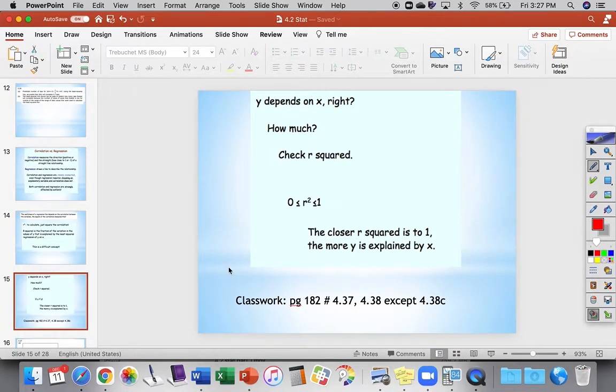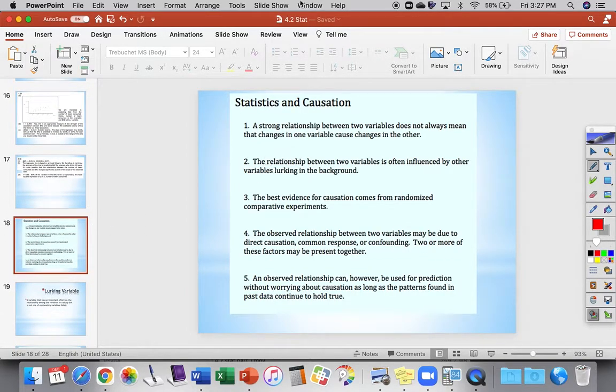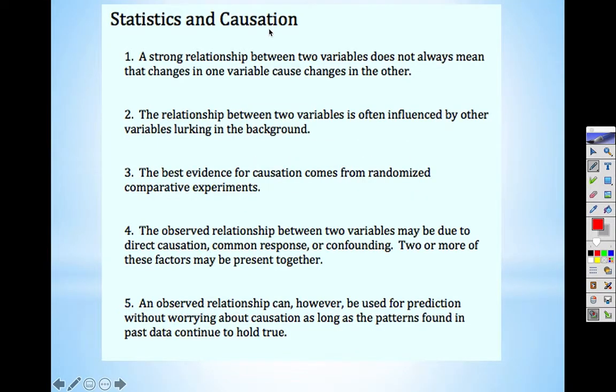You're going to do 2 questions based on all of the stuff we've done so far. But we still have one last part of this chapter to talk about, and it's the cautions related to using this line of best fit. So, statistics and causation. Notice how I never said once this chapter, X causes Y. The femur length causes the humerus length. Because a strong relationship in two variables does not mean that one causes the other. The relationship is often influenced by other things, and we will call them lurking in the background.